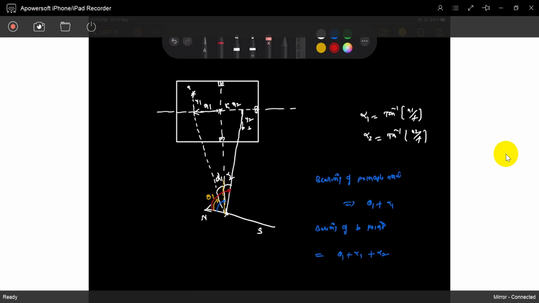So based on the bearings only we can recognize the points and identify the points, and based on that we can check the remaining points also. Those are the extra terms that come in terrestrial photogrammetry. Nothing more to discuss.